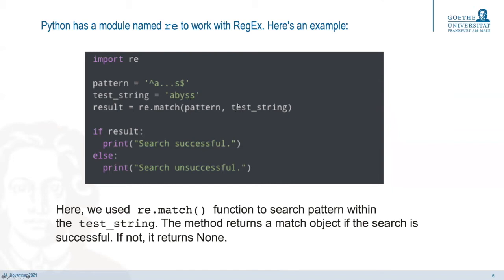We can do it as in this example, previously defining the variables, or we could write them directly within the parentheses. We build an if statement, and if the function finds a match, then we will print search successful. In case this function could not find a match, then the result would be search unsuccessful, or whatever we stipulate here.